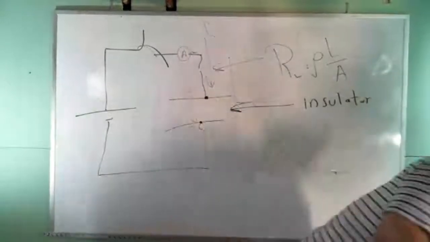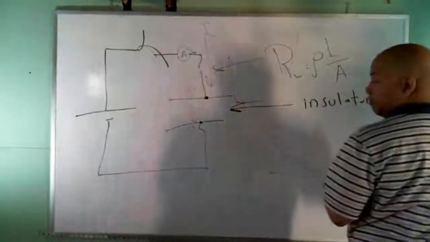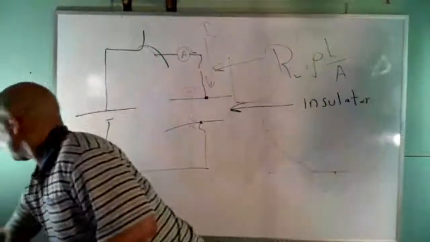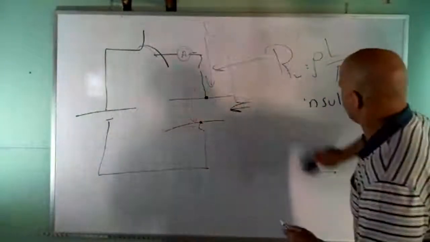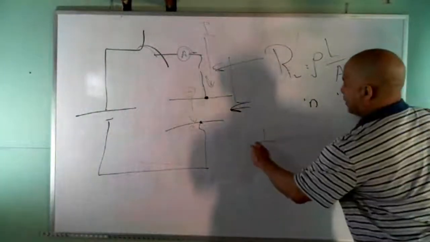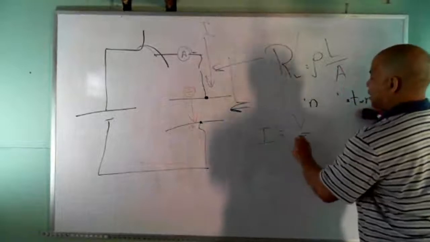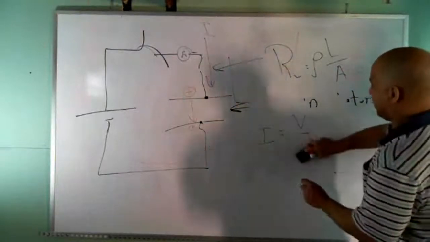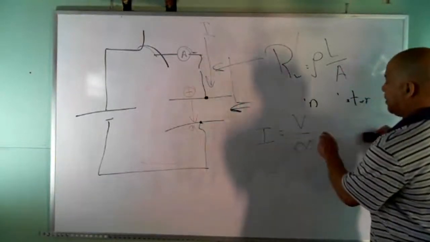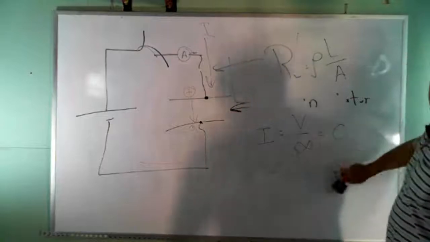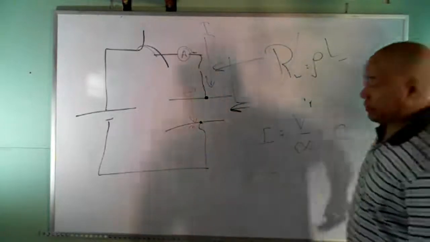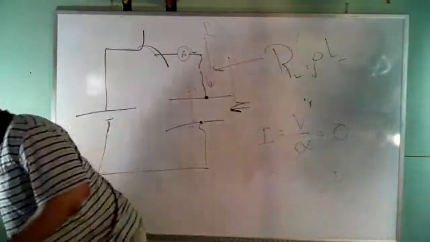And you know that to get current is V over R. Well, if I have an infinite resistance, that's going to be 0. So that's all that's saying.